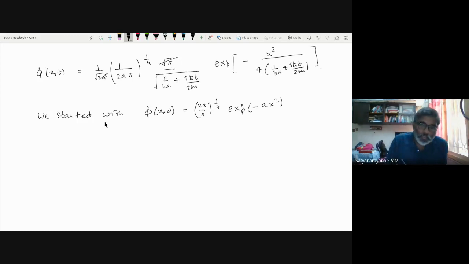Okay, but here the Gaussian has... For example, if I ask what is modulus of phi of x comma 0 the square, that will be equal to 2a by pi under square root exponential of minus 2a x square. Okay. Now, usually a Gaussian will always have some kind of an expression. Okay, so Gaussian will have an expression like this. So this is also a Gaussian. Remember, this is a Gaussian.